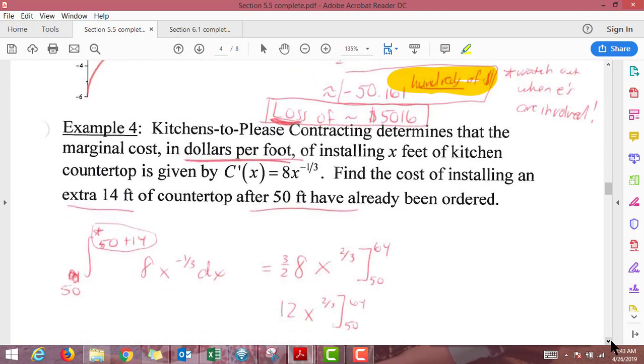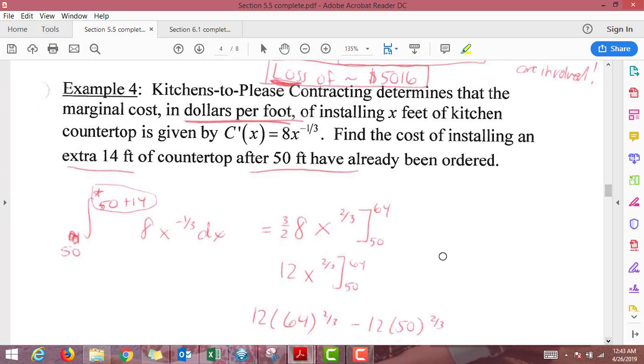As another example, again, we're given a derivative, we're asked something about an original cost function, and we're given two numbers. Now, sometimes you're just straight up given those two numbers here. Those two numbers we have to be a little careful with. It says 14 more after 50 feet have already been done. So that means we're going from 50 to 50 plus 14, which is 64.